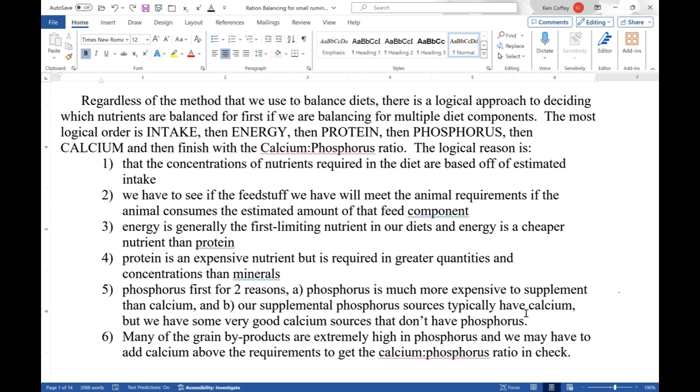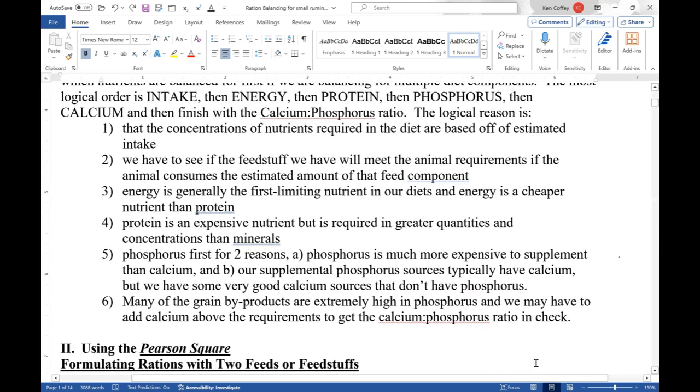And then when it's all said and done, we finally finish up, we get calcium balanced, but a lot of times we have to go back and look at the calcium to phosphorus ratio, because a lot of times some of these byproduct feeds, grain byproduct feeds, are high in phosphorus. Like corn gluten feed, distillers grains, both really high in phosphorus. So if we use those as an energy source, like we'll look at later, we're going to have excess phosphorus that we have to balance out. And we'll talk a little bit more about that later on. So that's some of the logic.